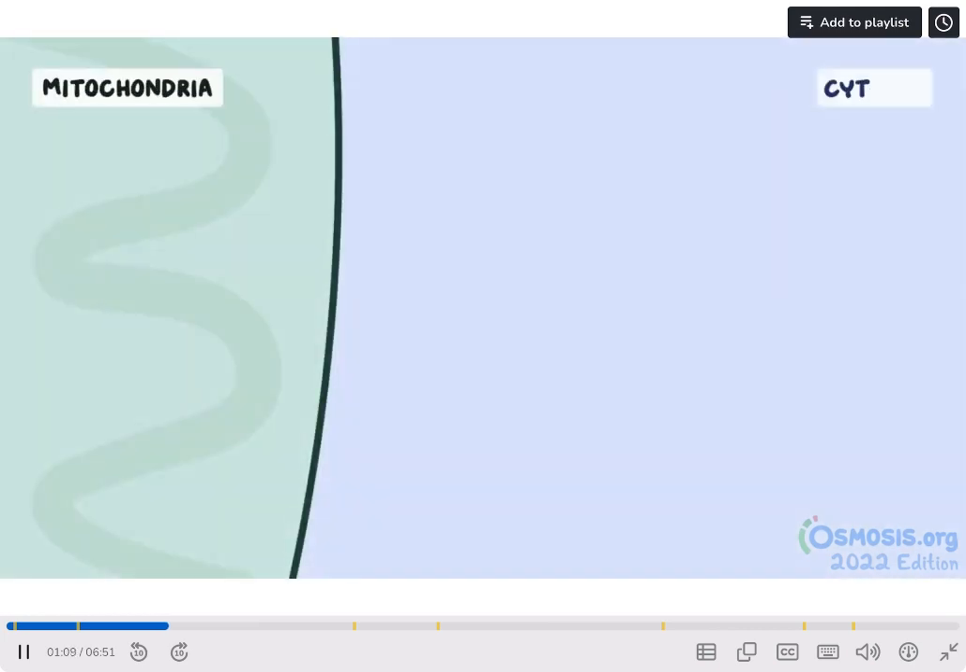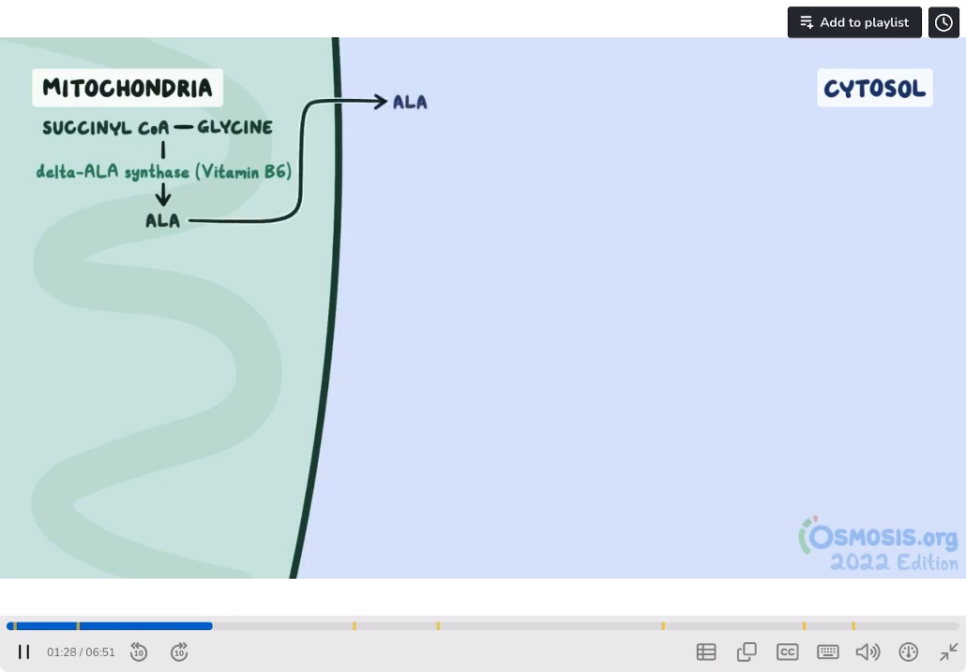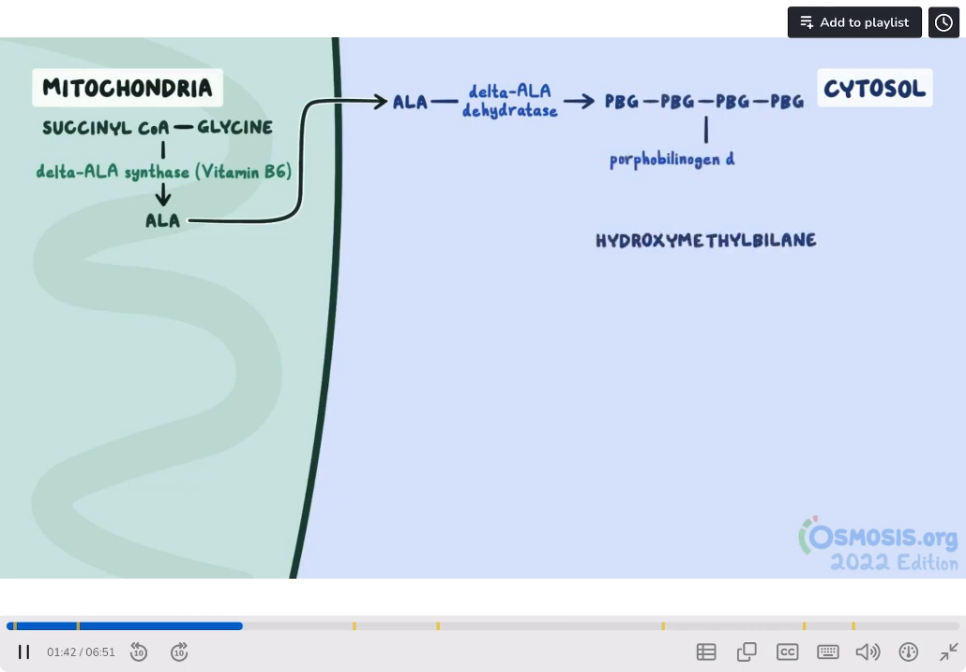The process of heme synthesis happens both within the mitochondria and the cytosol of a cell, and requires multiple enzymes to catalyze the numerous steps. It starts in the mitochondria, where succinyl-CoA binds to glycine via delta-ALA synthase, which uses vitamin B6 as a cofactor to produce delta-aminolevulinic acid, or ALA. Then in the cytosol, delta-aminolevulinic acid is converted to porphobilinogen, or PBG, via delta-ALA dehydratase. From there, 4 molecules of porphobilinogen condense together to form hydroxymethylbilane, with the help of porphobilinogen deaminase.